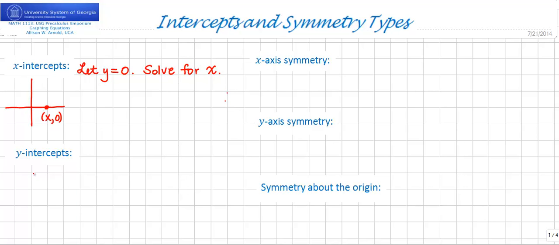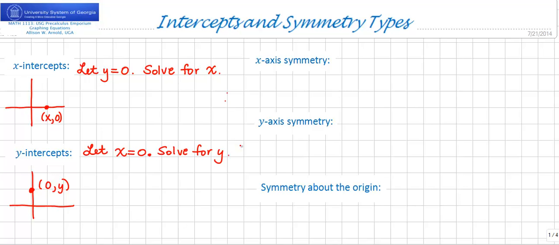Likewise, a y-intercept is a place where your graph will cross the y-axis, so the x-coordinate is 0. So to find a y-intercept, you'll take the equation for the curve, let x equal 0, and then solve for y. Now some graphs have no intercepts at all. Others have multiple of each kind. Some only have one of each kind. So you'll have a variety of things that you encounter.